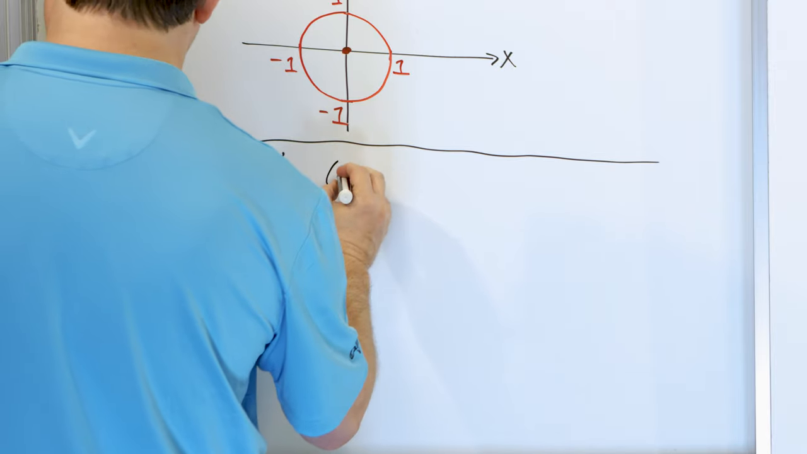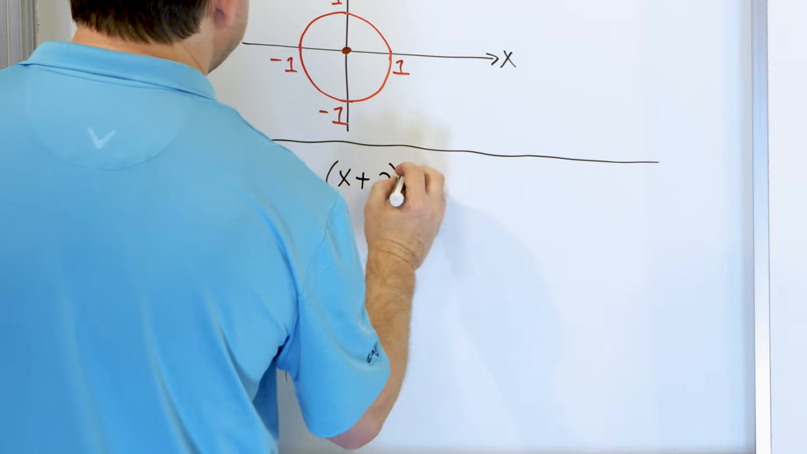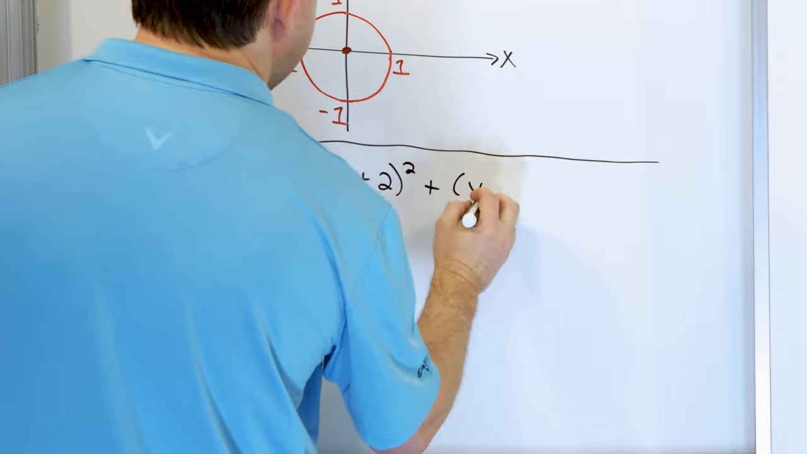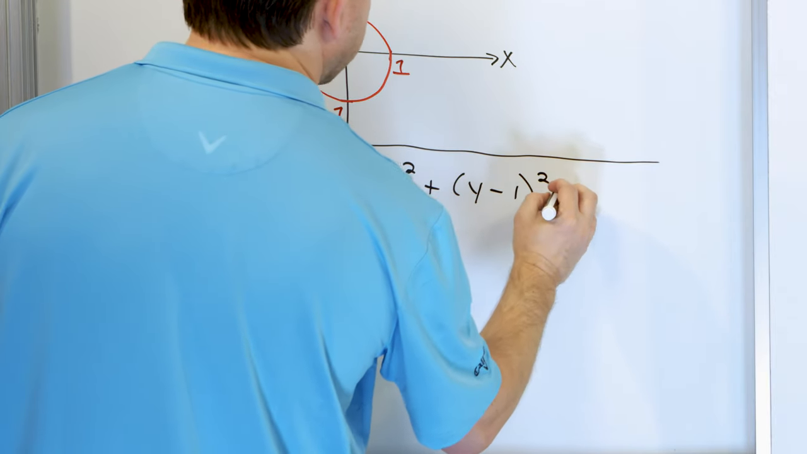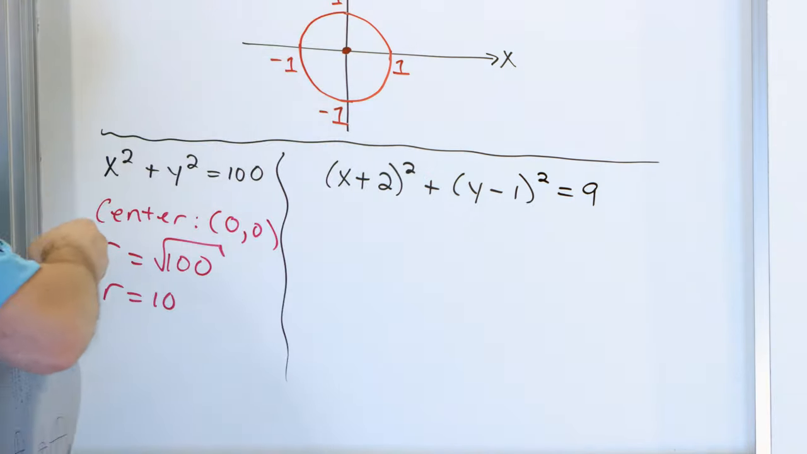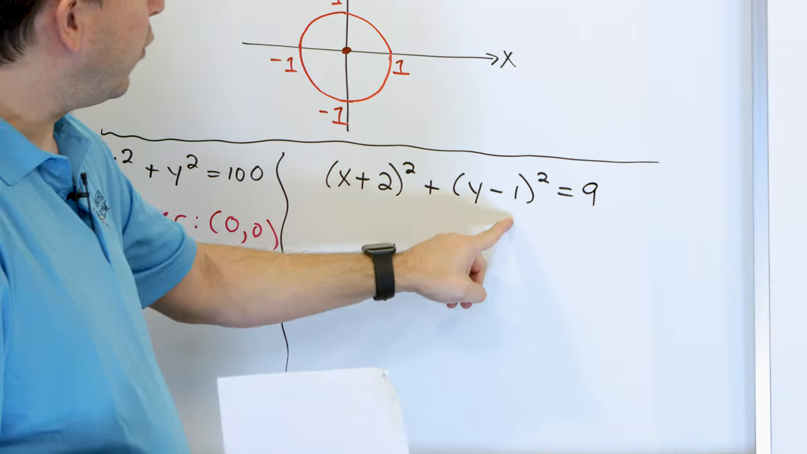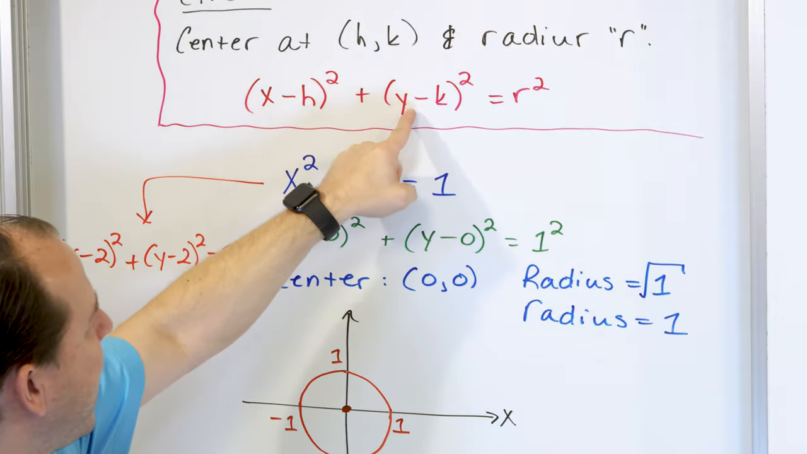What if you have (x plus 2) squared plus (y minus 1) squared is equal to 9? Now, this one looks a little different because the y minus 1 is written just like it is here, y minus something.